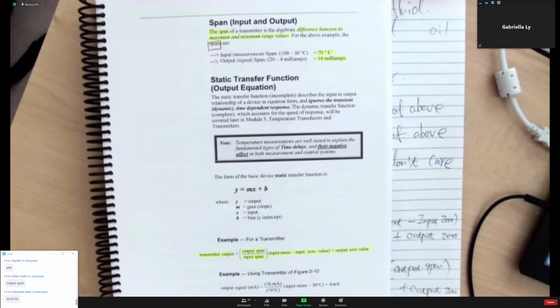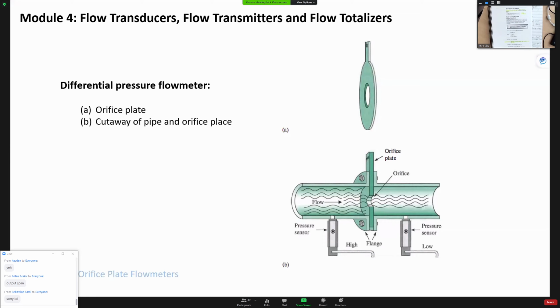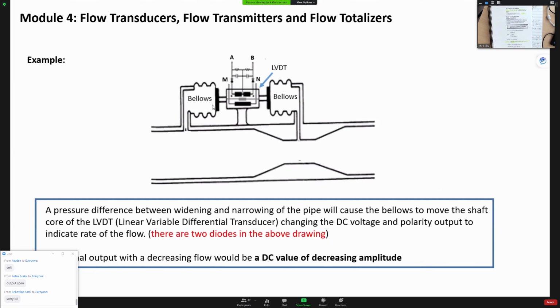We come back to the PowerPoint. So this is an orifice flow meter. We just use it to measure the two pressures. We have an orifice plate in the center, and there is. I think I showed you how that orifice flow meter works. So we can move on.